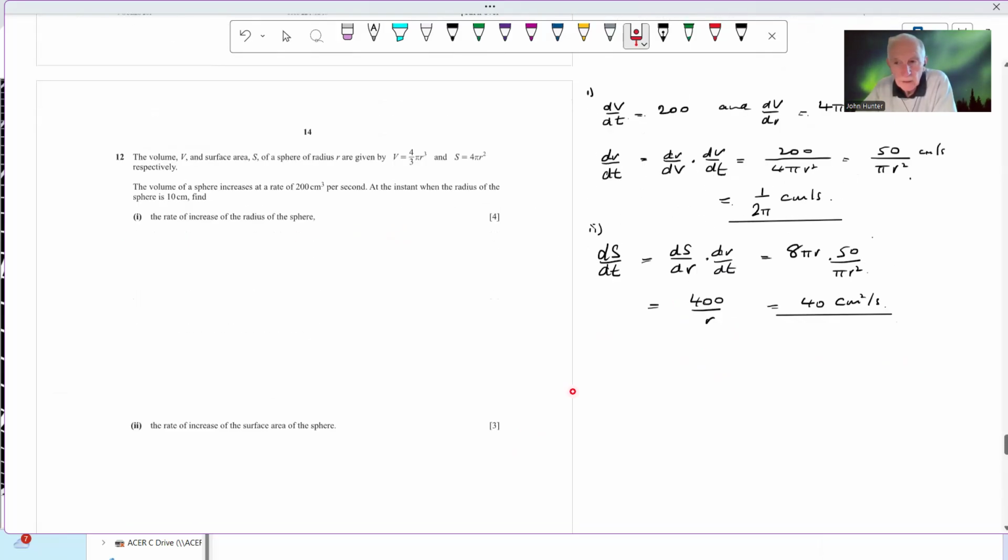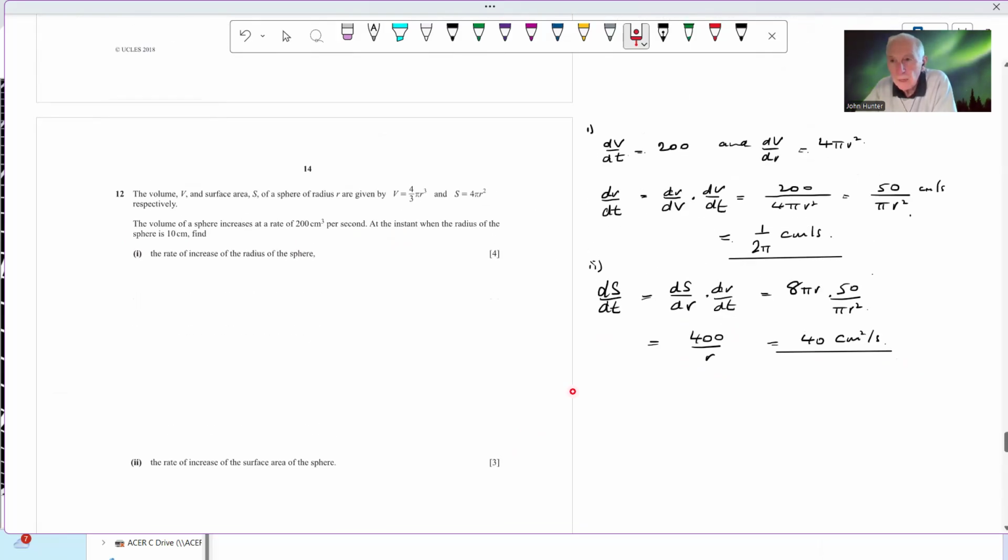Right, we've finally got to the end of the paper. Flown through it a little bit, but I hope you found that interesting and useful. You can rewind and go over things, and pause and look at the working out if you choose to. But anyway, we've done that, and I'll see you next time.